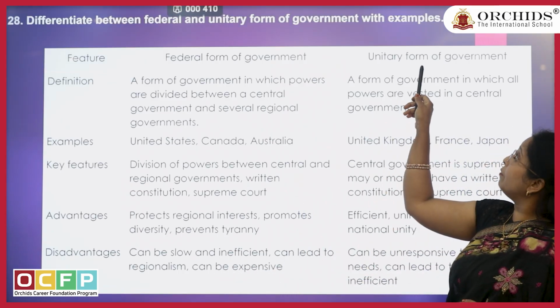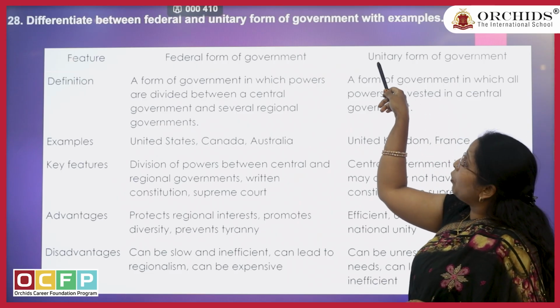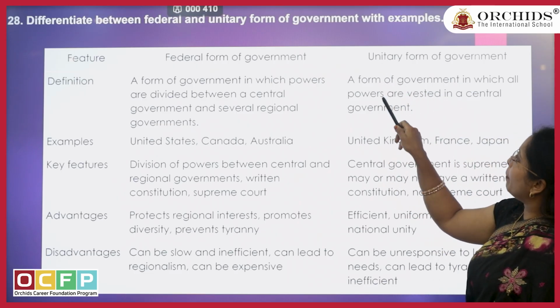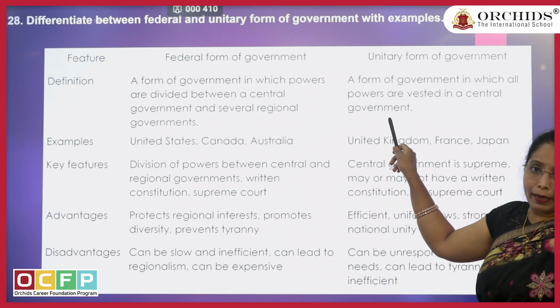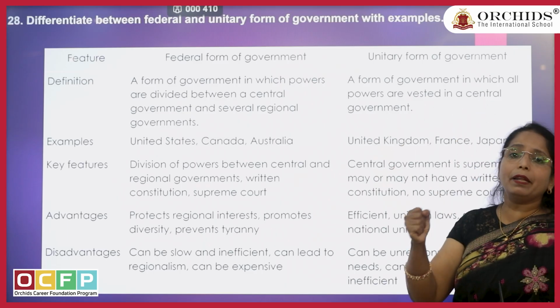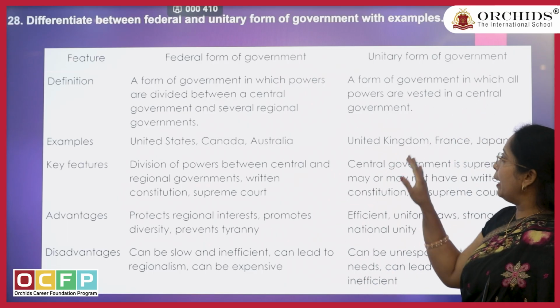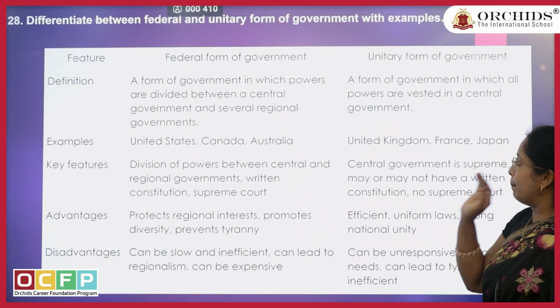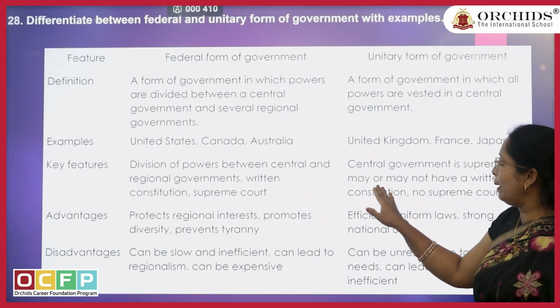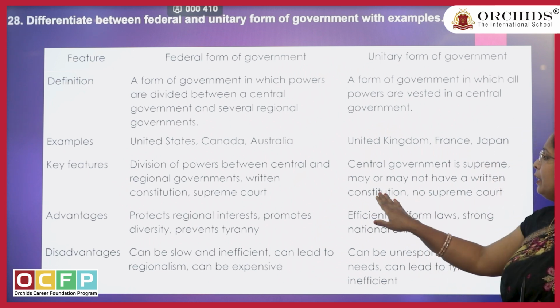But what happens when we come to the unitary government? In the unitary government, all the powers are vested in a central government. One main government will be running the whole country. There, United Kingdom, France and Japan are some examples. Central government is supreme, and may or may not have a written constitution.